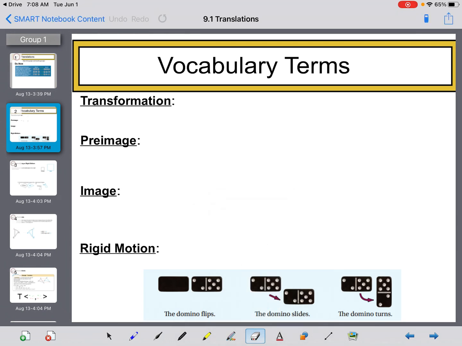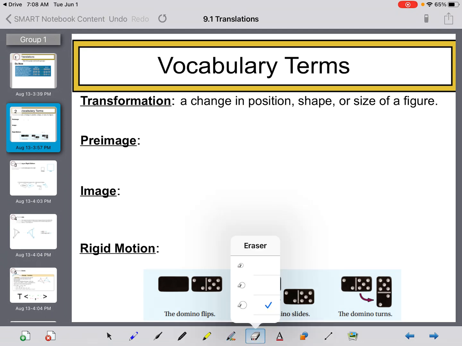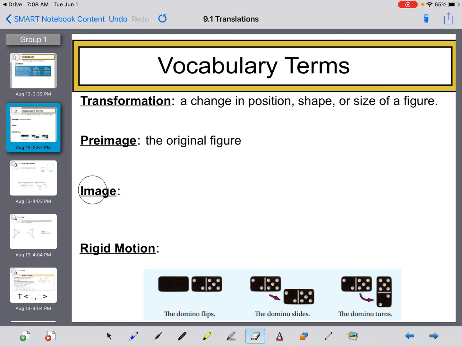Definitions. Transformation is a change in position, shape, or size of a figure. All right, feel free to pause so you can write all these down. The pre-image is the original figure before we change its position, shape, or size. The image is the resulting figure after being changed.